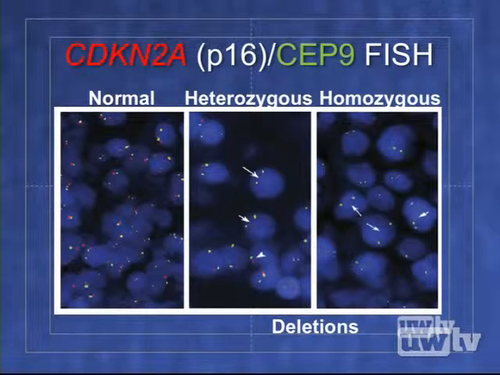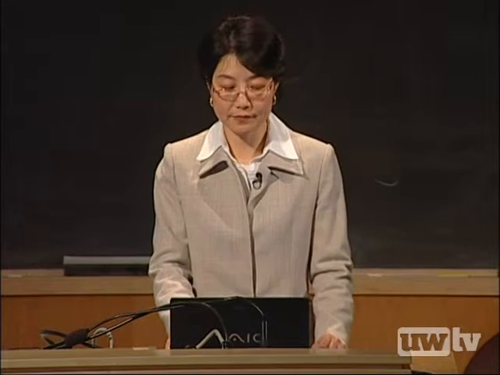Here the red signal represents the P16 locus, and the green signal represents the centromere of chromosome 9 as a control. In normals, you would see 2 signals, 2 copies; in heterozygous deletion, you see 1 copy; and in homozygous deletion, you see no red copies of P16. So indeed, that could be done.